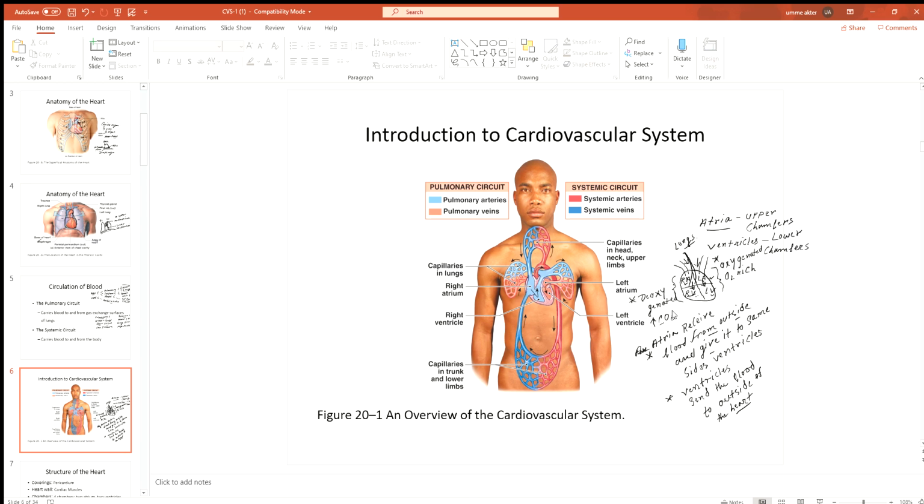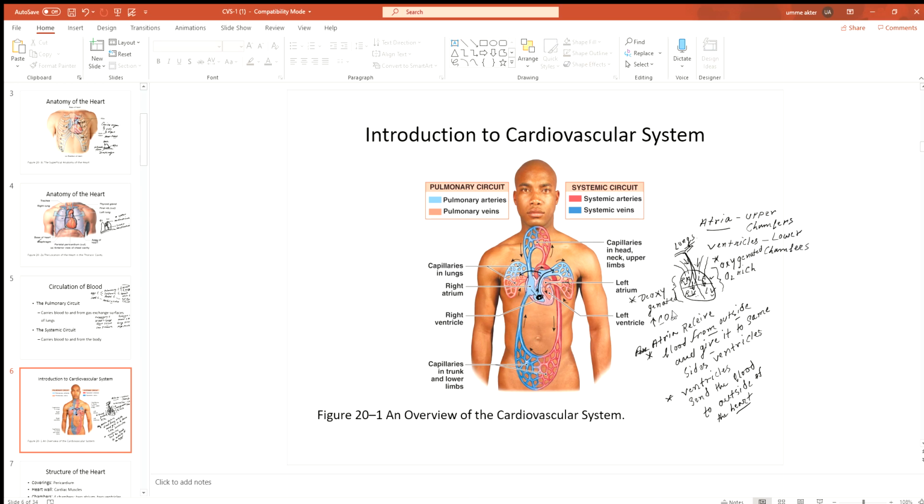Right and left lungs, okay? And then blood gets oxygen. So you see here now, this is the right ventricle here. So the right ventricle sends blood, deoxygenated blood shown by blue color here, deoxygenated blood is sent to the lungs, where blood gets oxygen and becomes oxygenated.